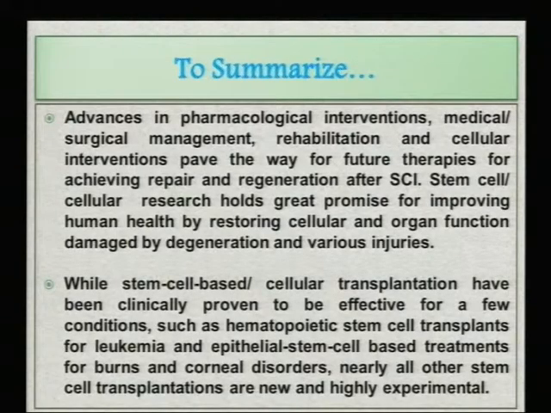So to summarize, advances in pharmacological interventions, medical or surgical management, rehabilitation, and cellular interventions pave the way for future therapies for achieving repair and regeneration after spinal cord injuries. Stem cell or cellular research holds a great promise for improving human health by restoring cellular and organ function. There are some cellular therapies which have been accepted as a standard of care, like stem cell transplants for leukemia and epithelial stem cell based treatments for burns and corneal disorders. However, most others remain experimental.